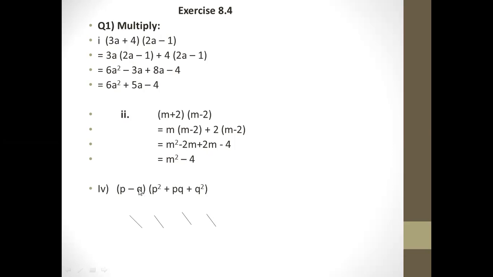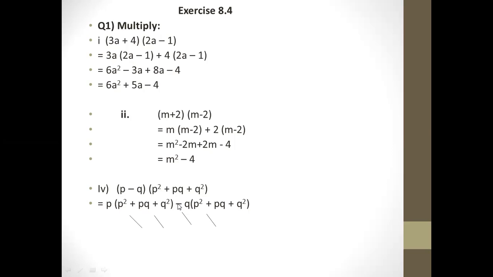Here p minus q multiply with the bracket p square plus pq plus q square. So this p multiply with the complete bracket, p square plus pq plus q square, and then minus q multiply with the complete bracket, p square plus pq plus q square. Remember one thing, now here outside the bracket is negative sign, so inner sign will change.